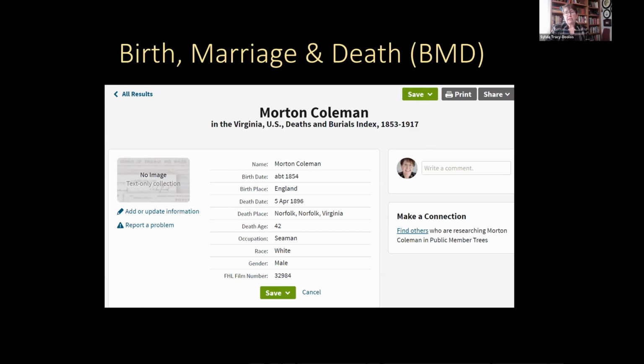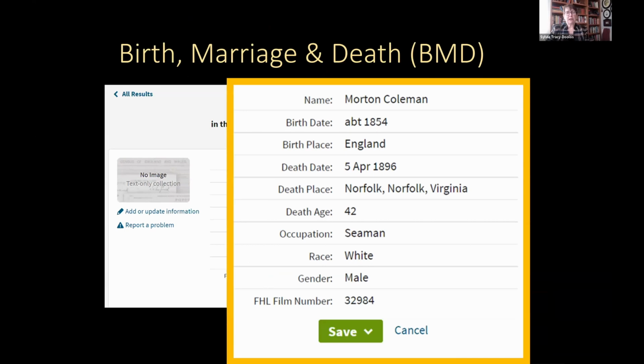And then birth, marriage, and death records. This isn't one of my Colemans, but I like this record because it gives some nice information. We have a Merton Coleman. We know when he was born. We know where he was born in England without any other specifics, but it gives his occupation. It gives his death age. It also gives us a family history film number, which may provide additional information. So these types of things can be really helpful in getting us across the pond.